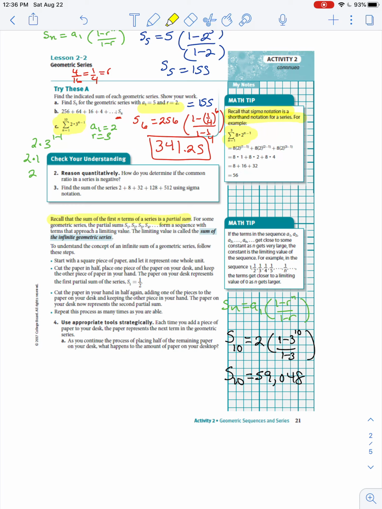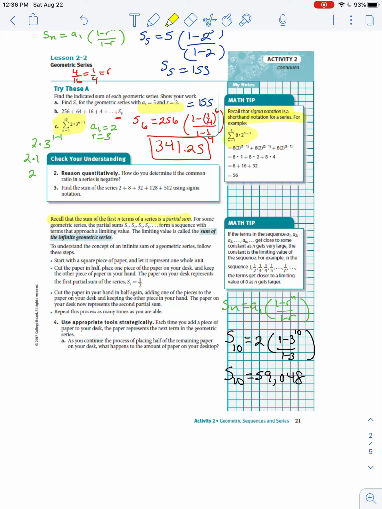infinite sum would be, something similar, they ask us to start with a square piece of paper. So I'm going to take a Post-it note. You'll hopefully be able to hear me do the tearing. And it says, let it represent one whole unit. And it says, cut the paper in half. So I take my scissors, and I'm actually going to cut the paper in half.